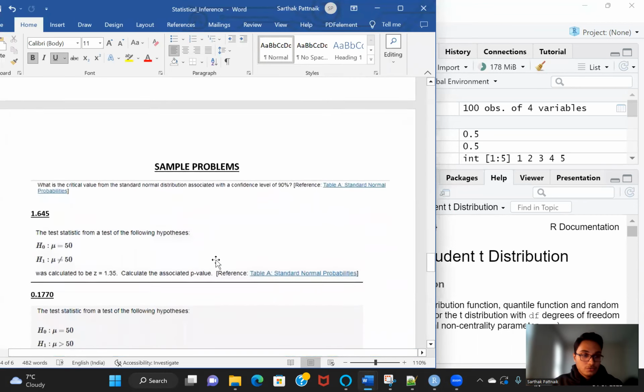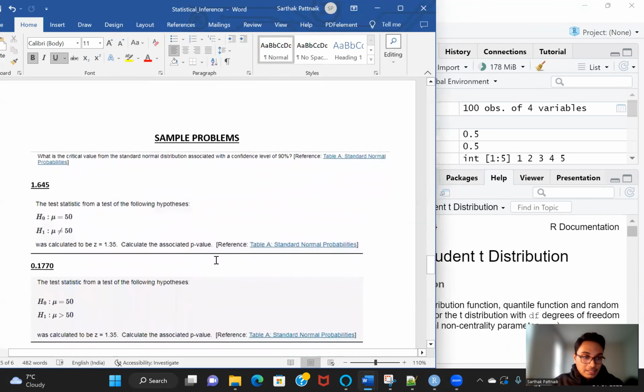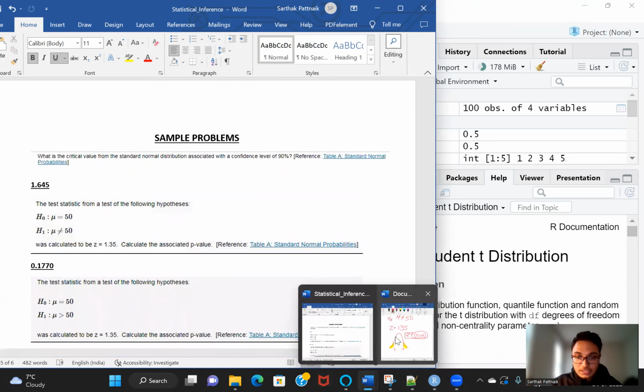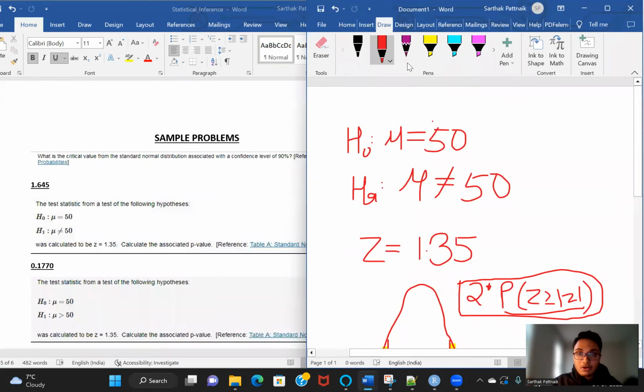This was question number 2. Let's move on to question number 3. It's the same question if you look carefully, but you need to calculate the p-value for a different alternate hypothesis. Now, what is my alternate hypothesis? My alternate hypothesis is mu is greater than 50. This is my new alternate hypothesis.